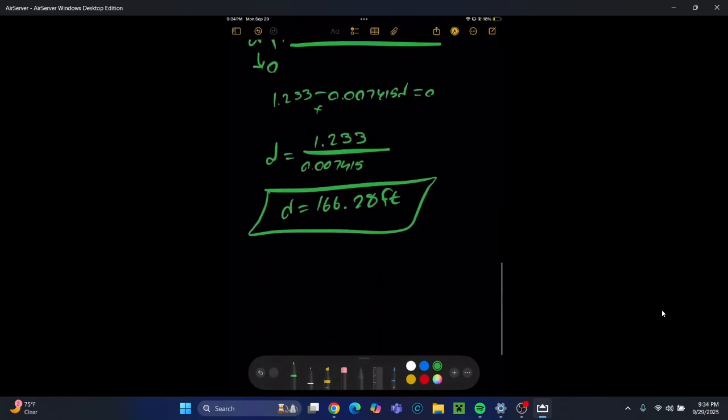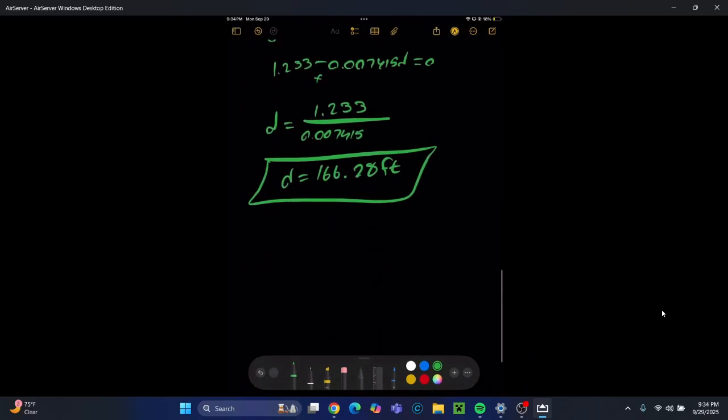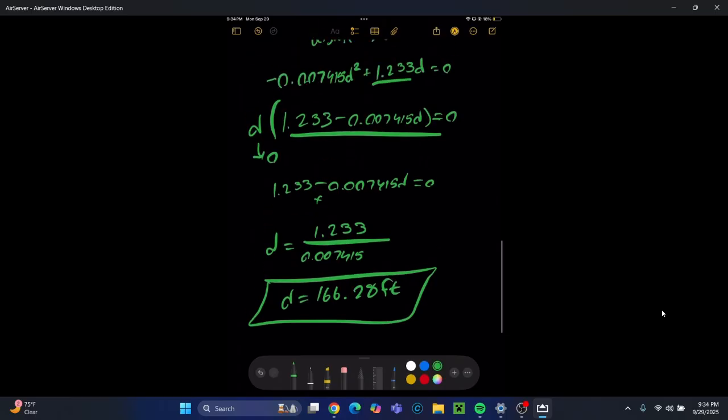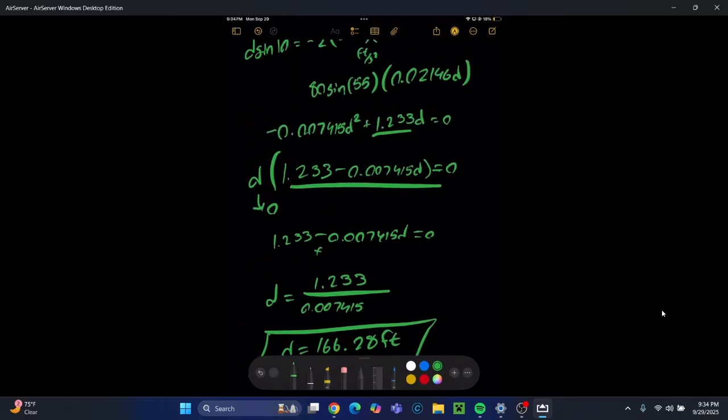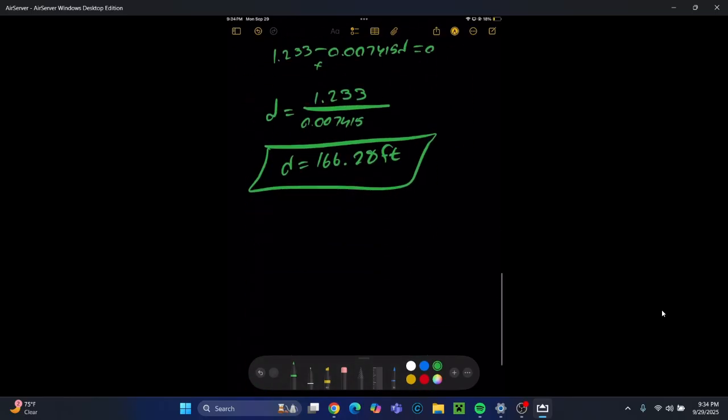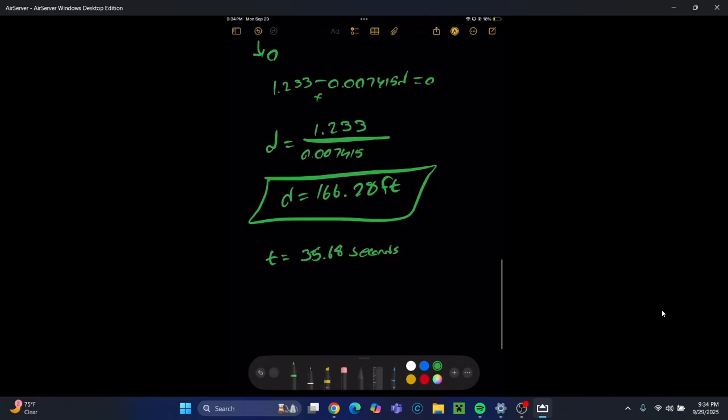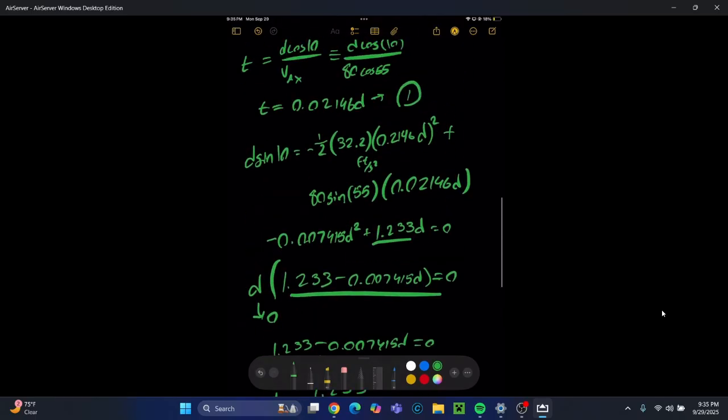If you want, you could probably find the travel time. You could plug this D into our T equation earlier. You don't really need it, but if you plug it in, you get 35.68 seconds, which doesn't seem right. Is this solution wrong?